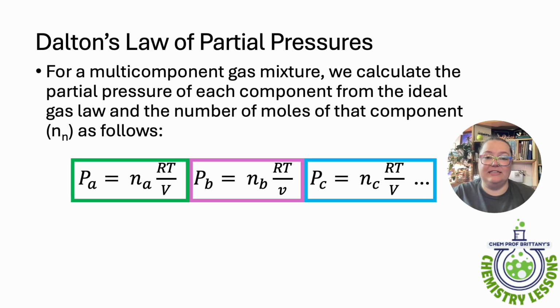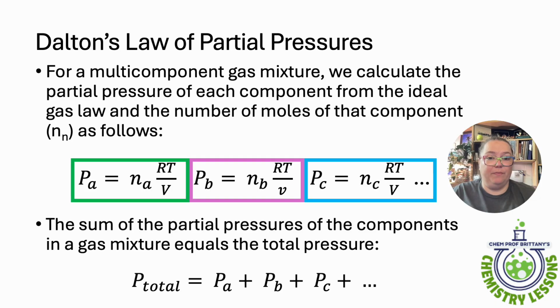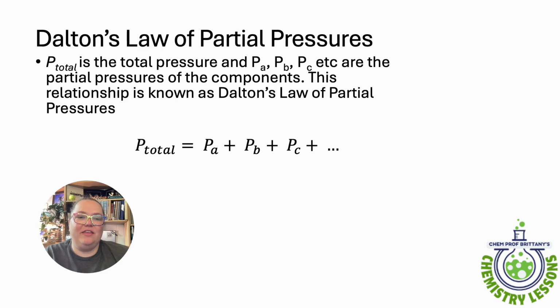Let's say we have a gas that's got 3 components to it, right? The sum of the partial pressures of the components equals the total pressure. So here I have the pressure of A using the ideal gas law, that then goes here. Pressure of B using the ideal gas law, that then goes here. Pressure of C using the ideal gas law, that then goes here. So the total pressure, as we saw in the previous slide, is the pressure of gas A, pressure of gas B, pressure of gas C, all added together.